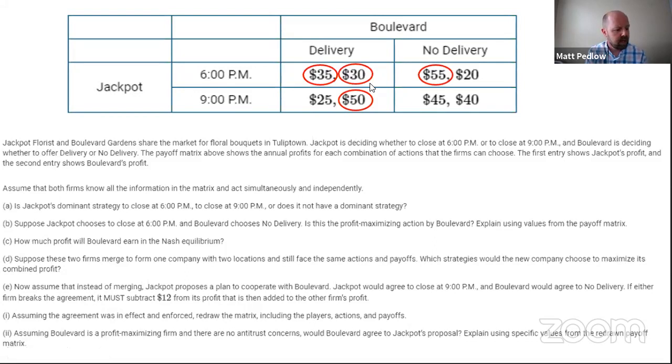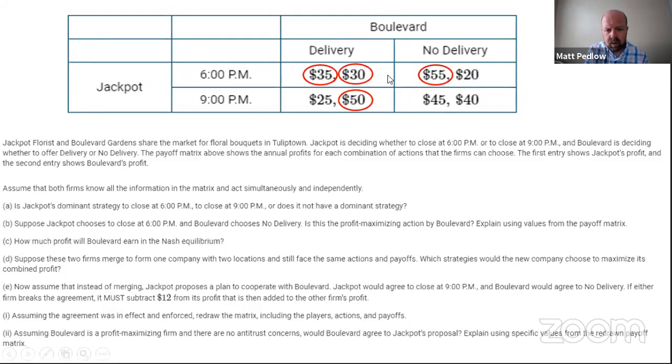So A, is Jackpot's dominant strategy close at 6 or 9? And the answer, 6. We just said that. B, suppose Jackpot chooses to close at 6 and Boulevard chooses the no delivery option. Is this profit maximizing? And the answer, of course, is no, because if they delivered, they made 30. By not delivering, they only made 20. That's not good business.